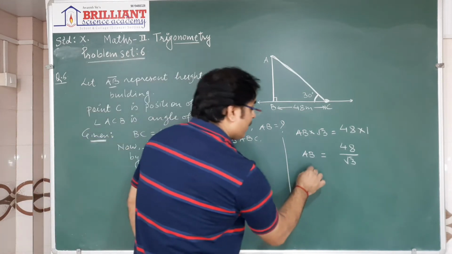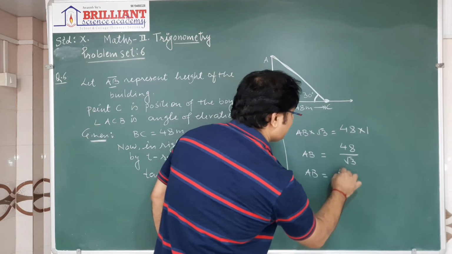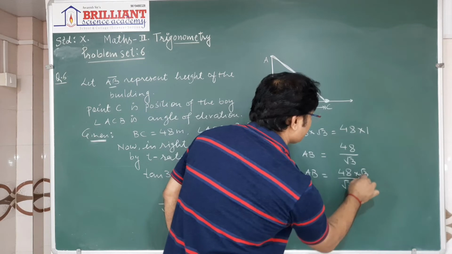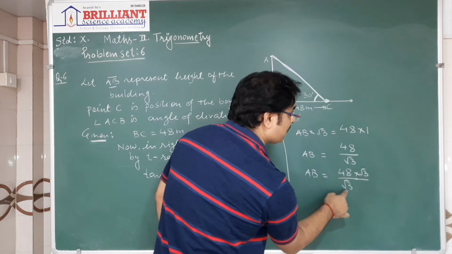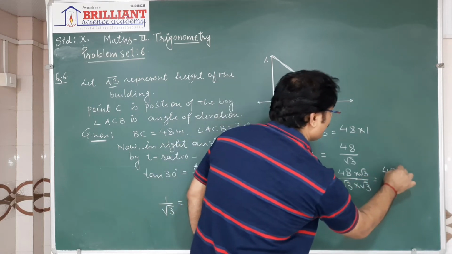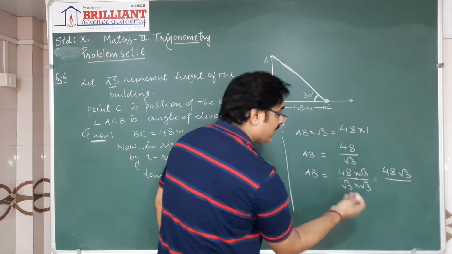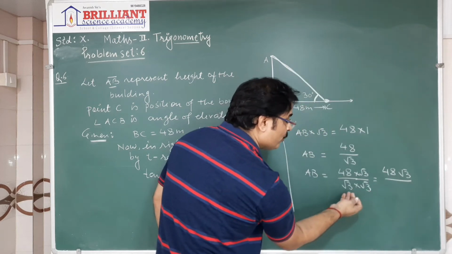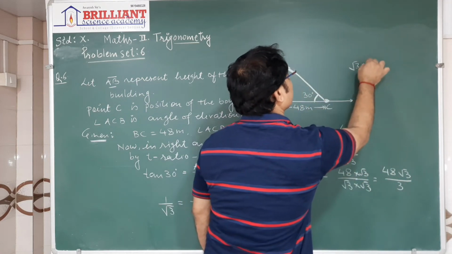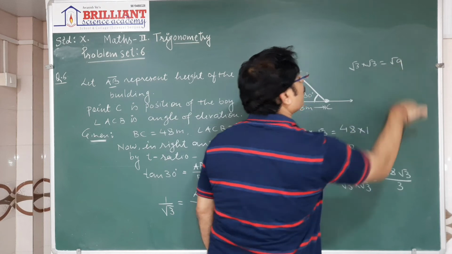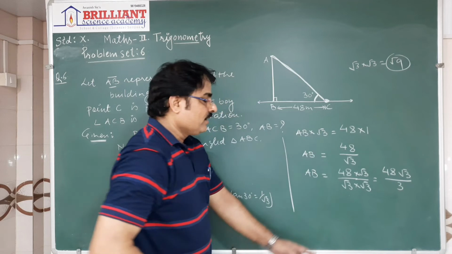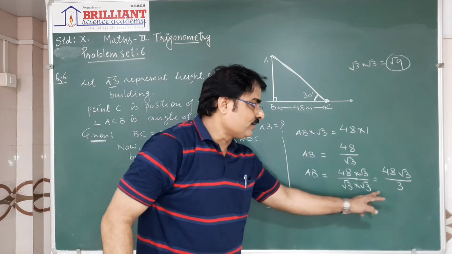And now after this we rationalize its denominator. Rationalize its denominator means numerator and denominator both multiplying by root 3. So this is equals to 48 root 3 upon root 3 into root 3. You know root 3 into root 3 is 3. कैसे होता है? root 3 into root 3 this is equals to root 9, and you know square root of 9 is 3.